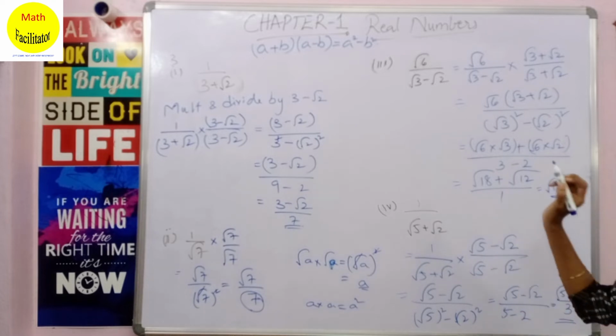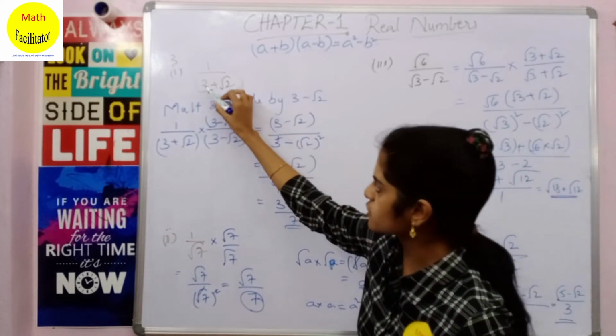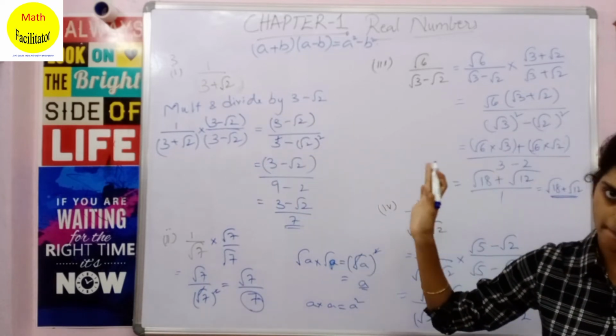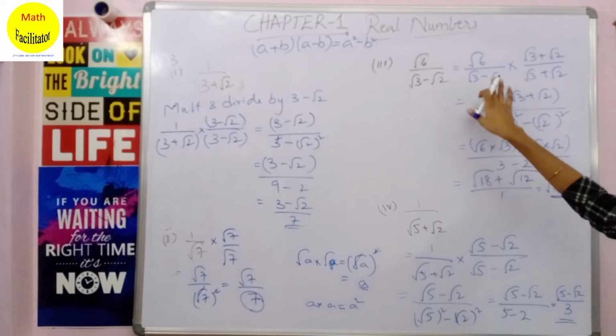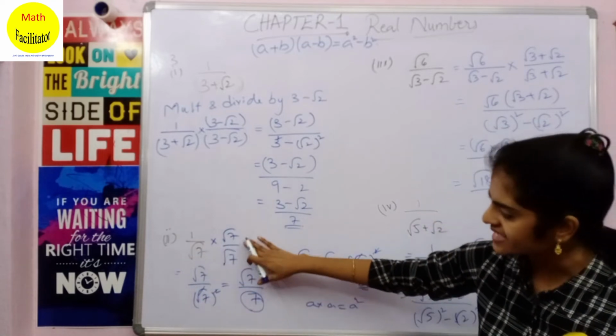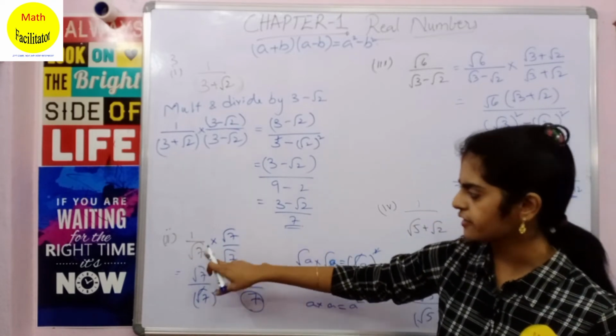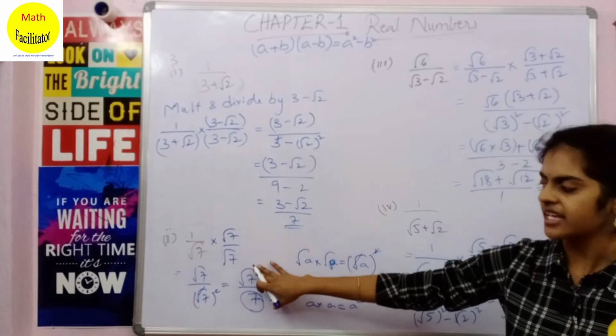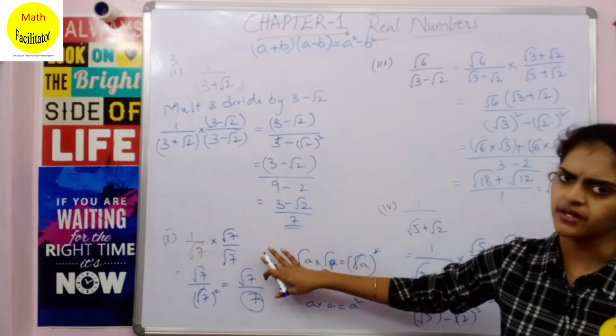So always for rationalizing you have to remember between these two terms, if you have plus you will take what? Minus, and if you have minus you will take what? Plus. And if you don't have anything, if you have a single term, you will multiply and divide with the same term. If you have root 7 you are multiplying and dividing by root 7. If you have root 6 you will multiply and divide by root 6, and so on.